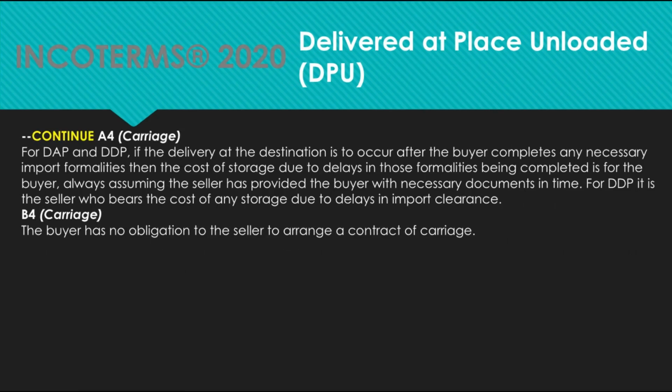For DAP and DDP, if the delivery at the destination is to occur after the buyer completes any necessary import formalities, then the cost of storage due to delays in those formalities being completed is for the buyer, always assuming the seller has provided the buyer with necessary documents in time. For DDP, it is the seller who bears the cost of any storage due to delays in import clearance. B4. Carriage. The buyer has no obligation to the seller to arrange a contract of carriage.